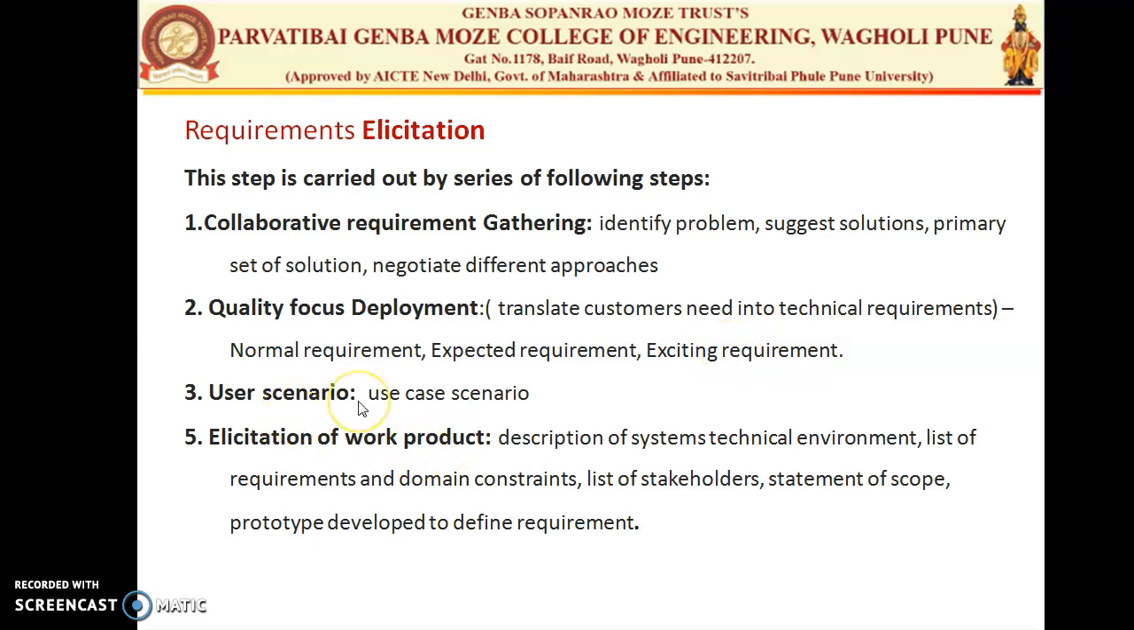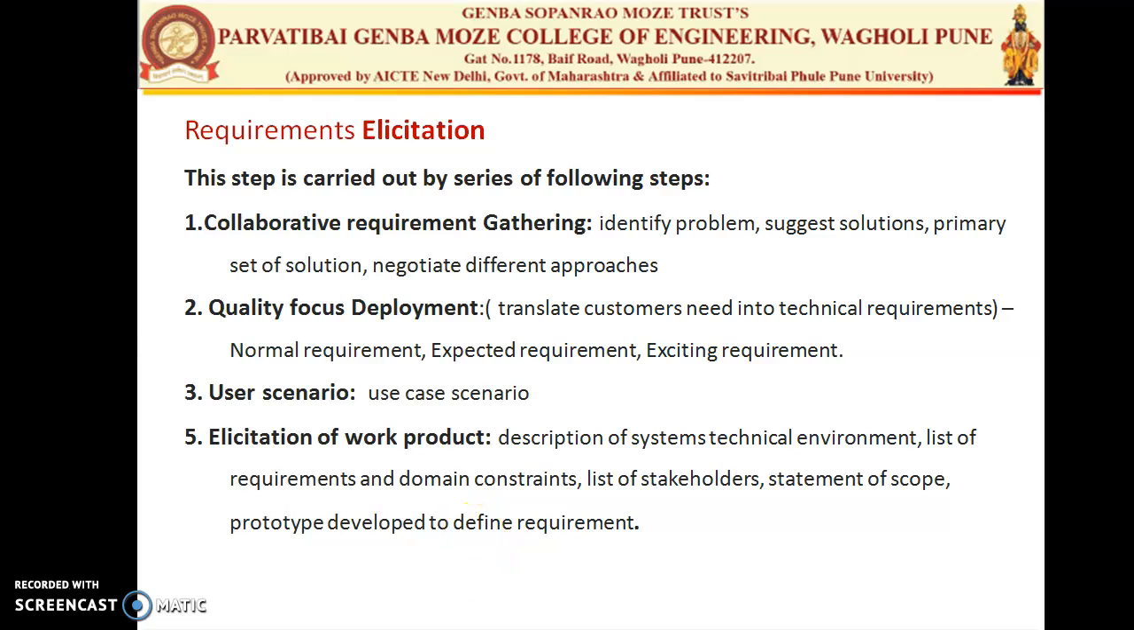Then third is the user scenario. User scenario just contains the various use case diagrams. Then there is a primary actor, a secondary actor, and the use cases. So the user scenario will just show how the actors interact with the system.